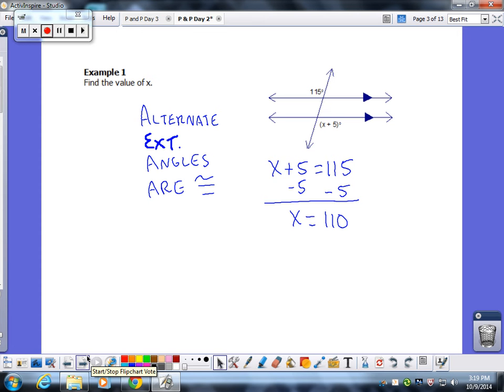In example 1, 115 and x plus 5 are alternate exterior angles. And we know that alternate exterior angles are congruent. So to solve for x, we have x plus 5 and we set it equal to 115 because we know that they're congruent. We solve for x and we get x equals 110.